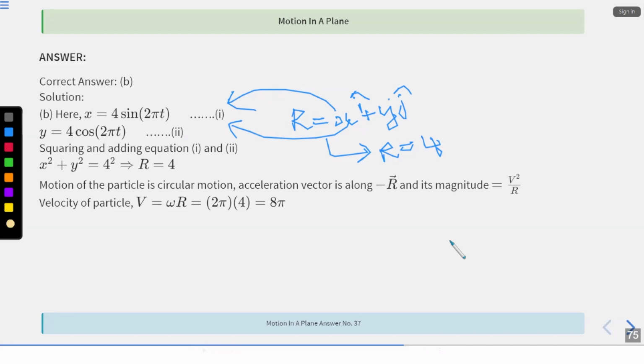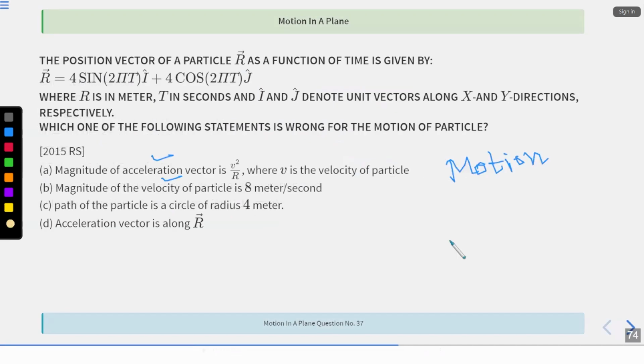Acceleration vector is along minus r, and its magnitude is equal to v square by r. So therefore, velocity of particle we can calculate as v is equal to omega r, and here our omega is 2 pi, right? So 2 pi into r. Sorry, I mean, r is equal to 4. So I've got it. So it is 8 pi. And here, if we see, our option B is correct. Magnitude of the velocity of particle is 8 meter per second.